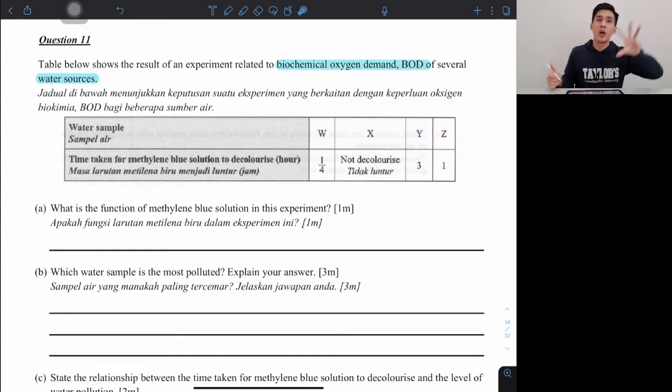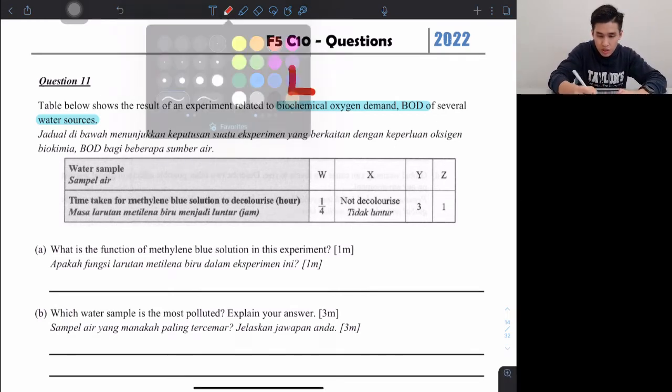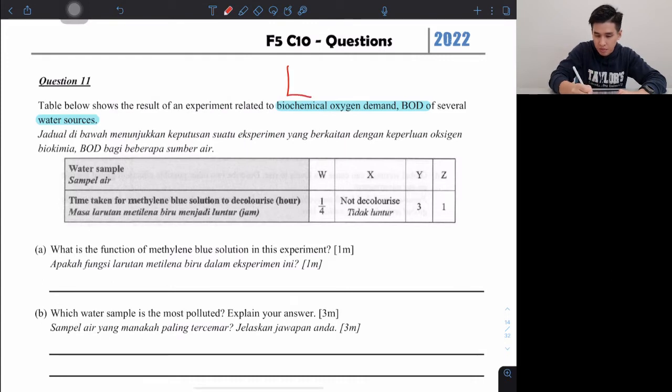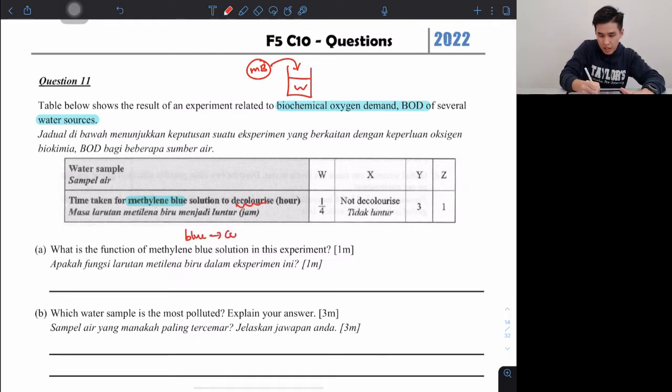For example, they will collect water from different places. One from Longkang, one from the river, one from tap water, for example. Now, let's say I have this water sample here. Let's say I have W. So what I'm going to do here is I'm going to use a solution you call methylene blue solution. This methylene blue solution, I will add it into this water sample. And the methylene blue solution will be decolorized. So decolorized means it will change from blue to colorless.